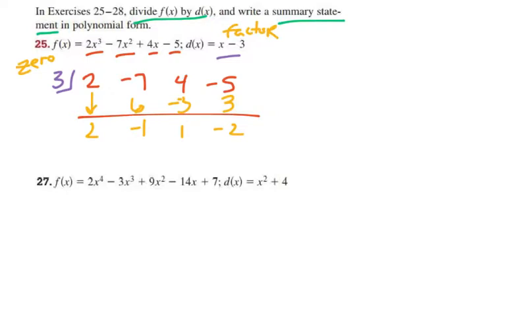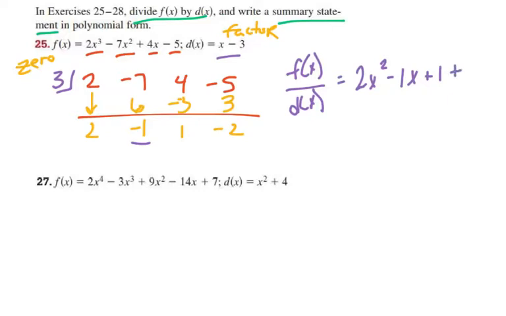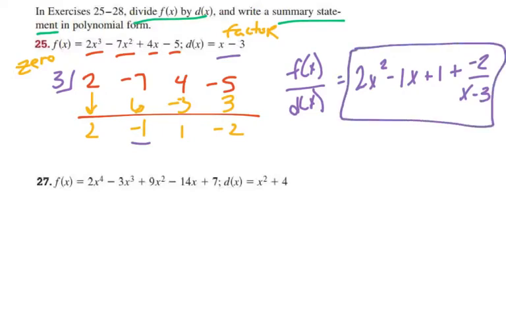So officially what they're saying is if we take f of x and divide it by d of x, this is like our summary statement, we're going to get 2x to the power of 2 minus 1x from this guy here, plus 1, and then our fraction of -2 over x minus 3. You could also make this positive or negative because of that -2. Doesn't matter. I just wanted to keep it with it because it seems more like a unit to me.